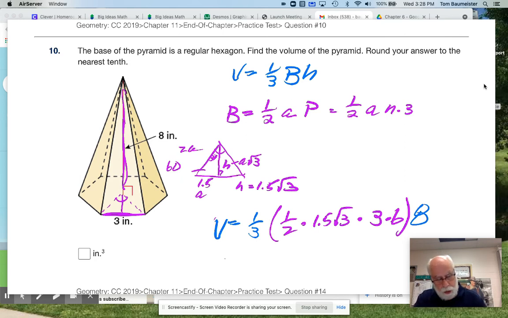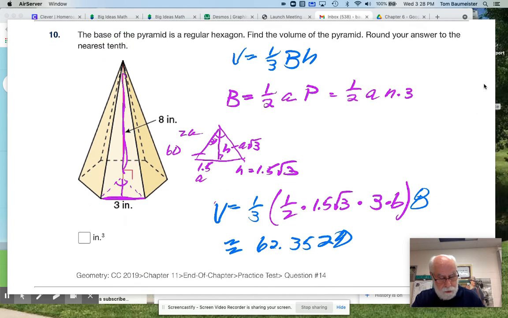All right. And if you plug all that in, ladies and gentlemen, you'll get 62.3528. And again, this time they want us to round it to the nearest tenth. So if I do that, I'll get 62.4. And that'll be inches cubed.